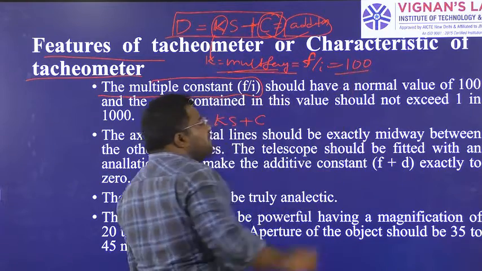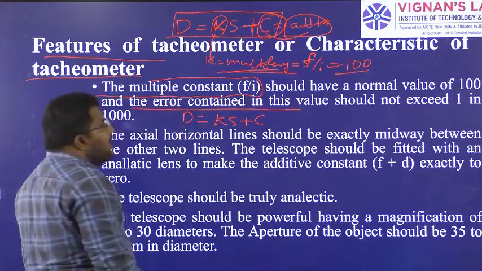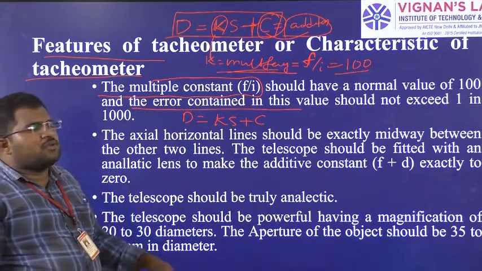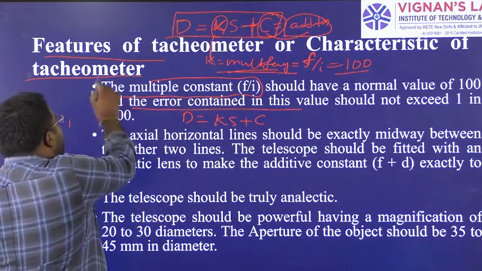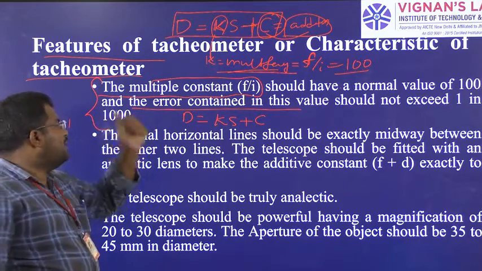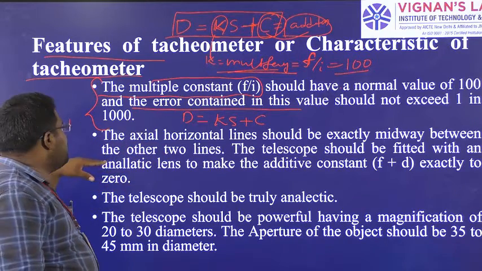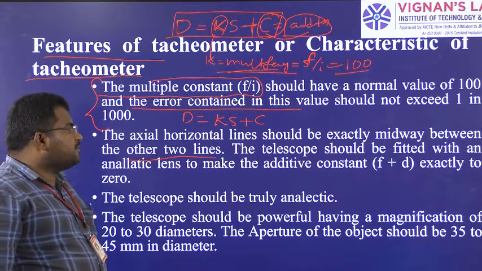Please remember, this is very important. The error contained in this value should not exceed 1 in 1000. So the first point he is telling is that the multiplying constant should be equal to 100. Next, the axial horizontal line should be exactly midway between the other two lines.